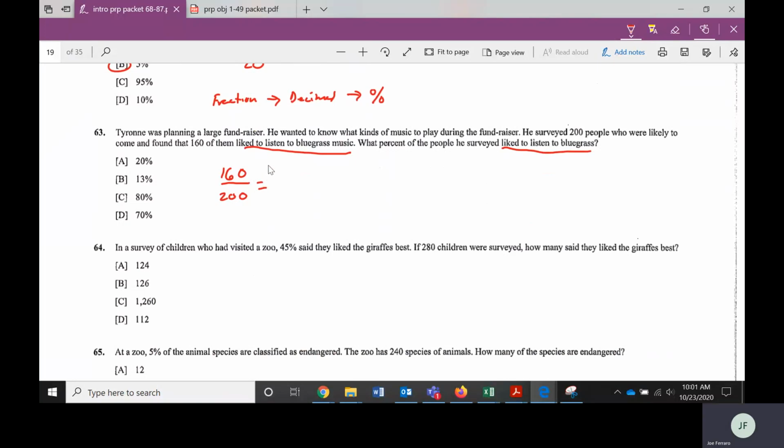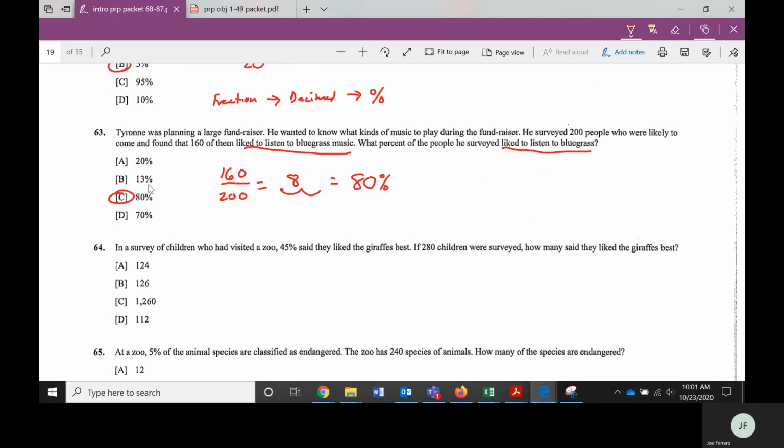So now we're going to go just like we did up here, change it to a decimal. Again, top divided by bottom. So 160 divided by 200 is 0.8. And we got to change that to a percent. Now remember, that's not 8%. We have to move it 2 spots. So 1, 2, any open spots, you put a 0. Okay, and it's 80%.